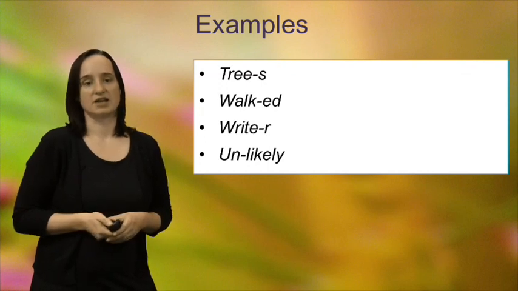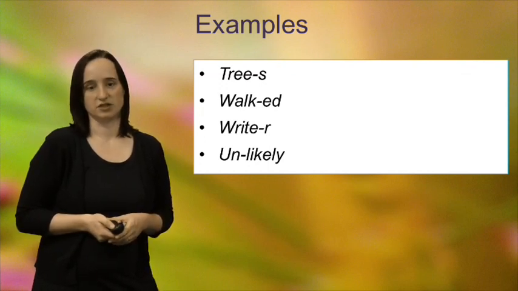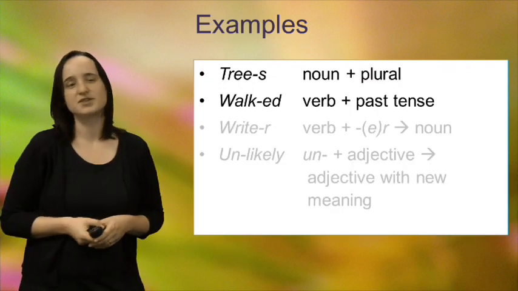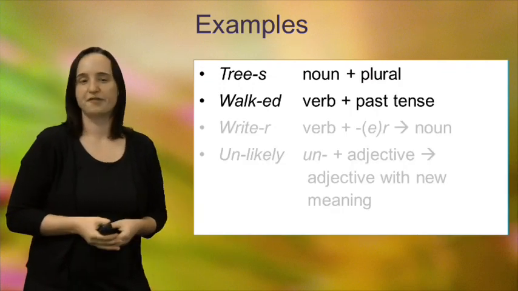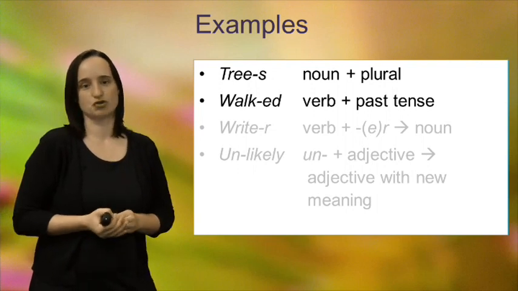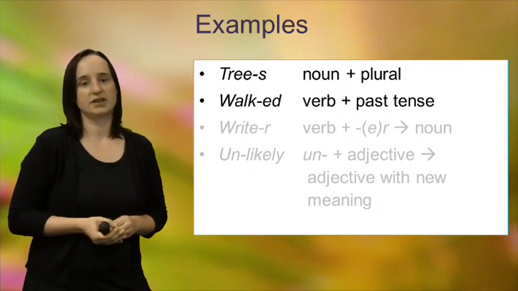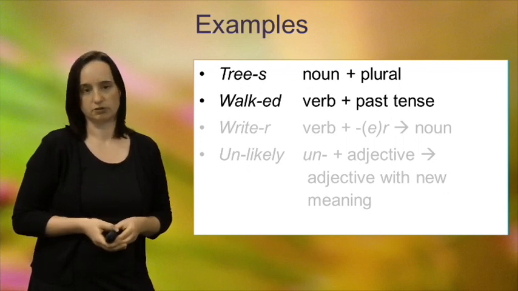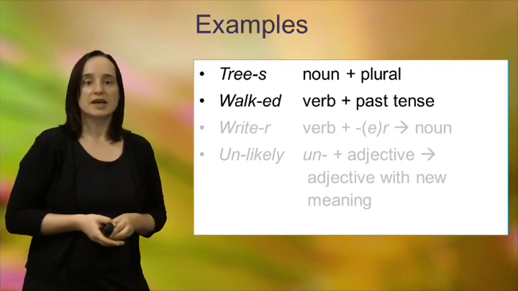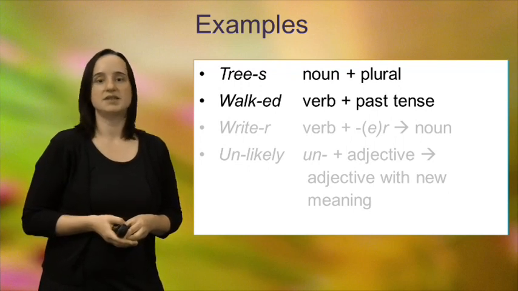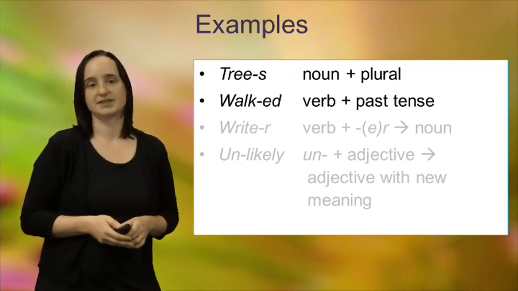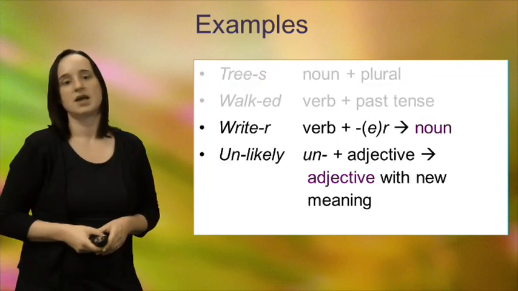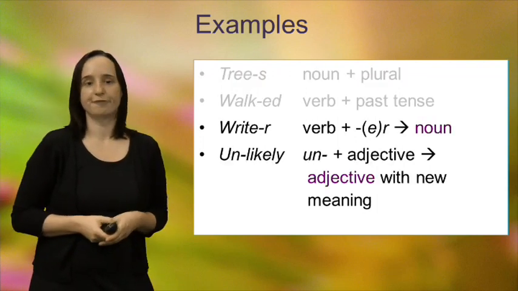But in this case, unlikely, we're just going to focus on these two elements, un and likely. Let's look at these in pairs. The first two of our examples, trees and walked, can be divided up in the following way. Tree is a noun and s is a plural marker. Walked, walk is a verb and ed is the marker for the past tense. These are grammatical elements. Now the other two examples are quite different.